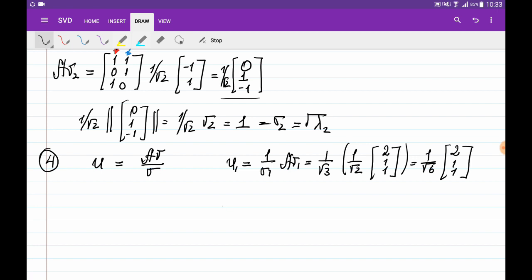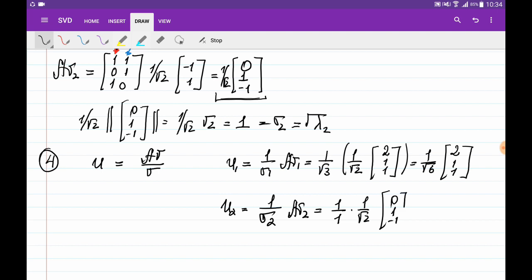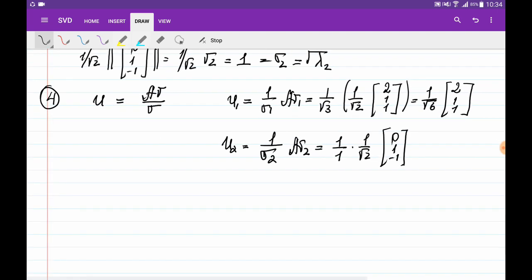So in order to find the U2, we do almost the same thing. So 1 over sigma 2, which is 1 over 1, multiplied by AV2, which is 1 over square root of 2 multiplied to the 0, 1, minus 1. So now we have 2 eigenvectors of the A transpose as well. We can write now the A as the U sigma V transpose.